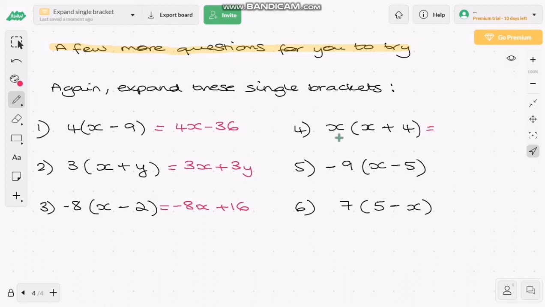Okay, for number 4, x times x is x squared, and x times 4 is 4x. And that's negative 9x, positive 45. So remember, negative times a negative is positive. And the last one is 35 minus 7x.